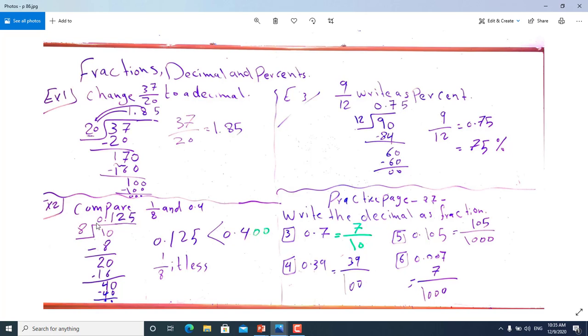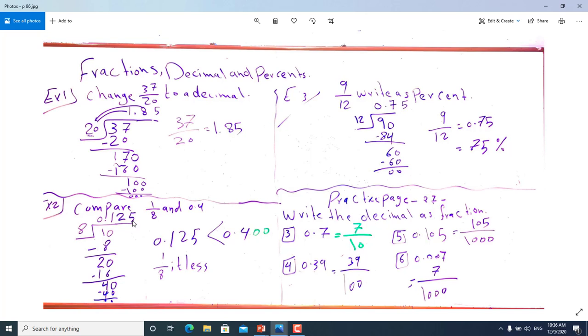1 is less than 8, so it's 0. After that, we can put a decimal point and a 0 next to the 1. It will be 10. 10 divided by 8 is 1. 1 multiplied by 8 is 8. So 10 minus 8 is 2. There's a remainder, so we put a 0 to make it 20. After that, we divide by 8. 20 divided by 8 is 2, because 2 times 8 is 16, the nearest product to 20. 20 minus 16 is 4. We have a remainder of 4. It's not 0, so we put a 0. So it will be 40.